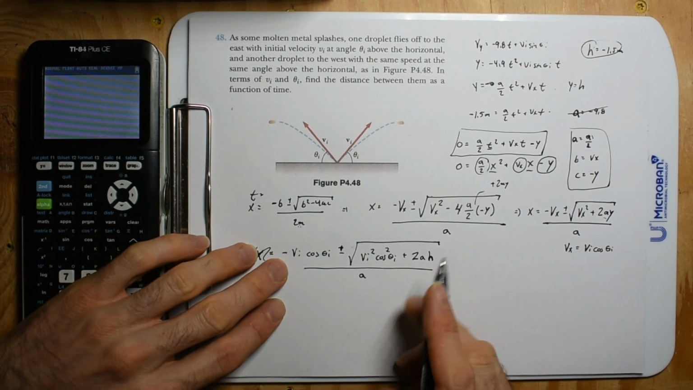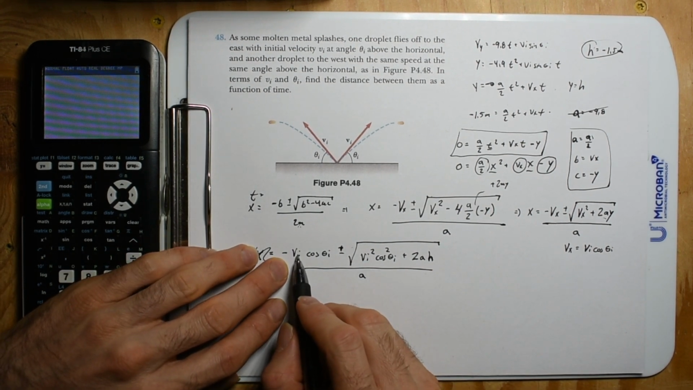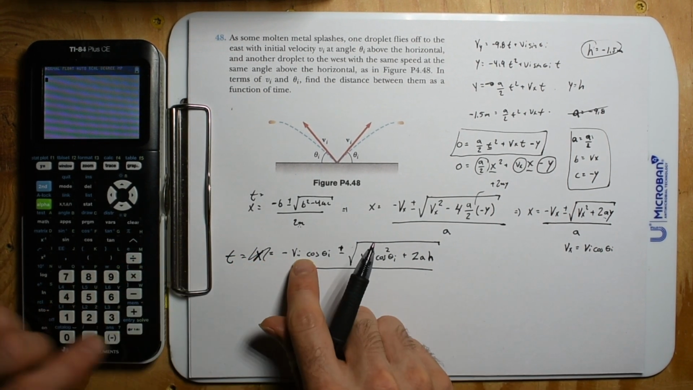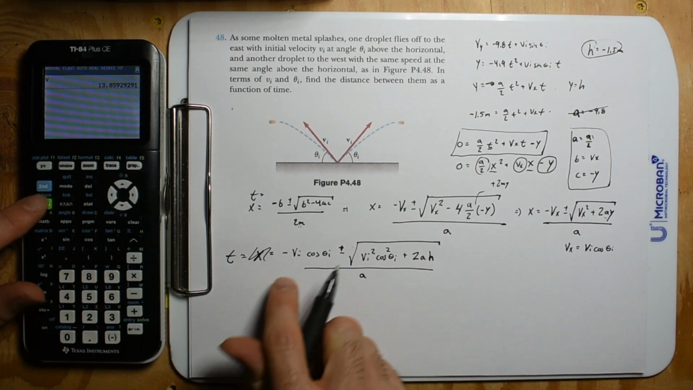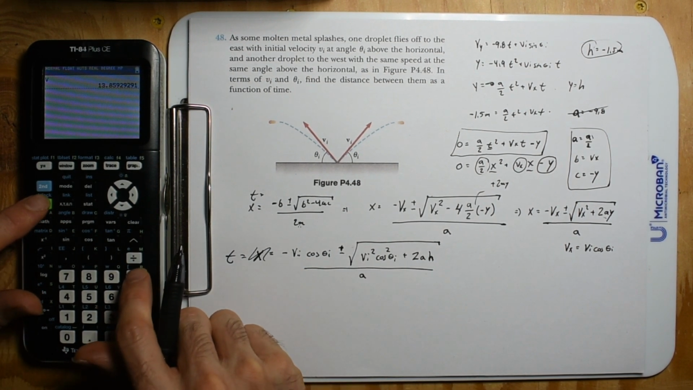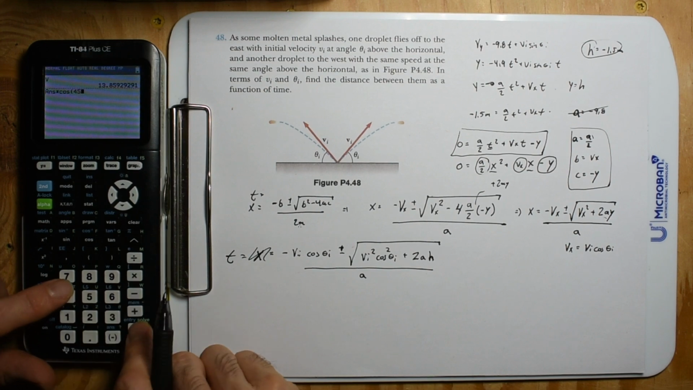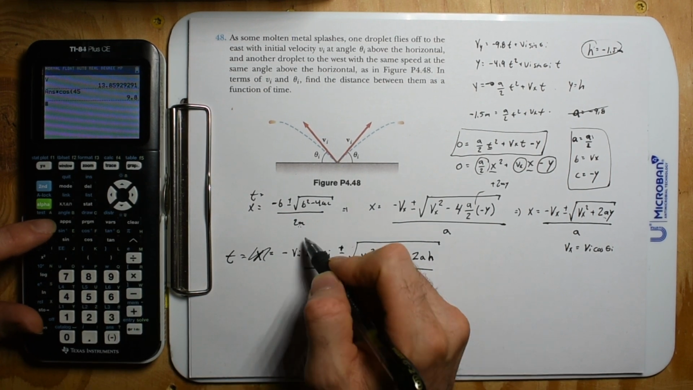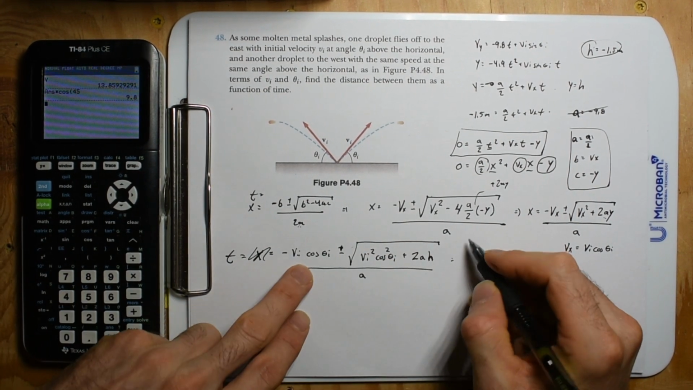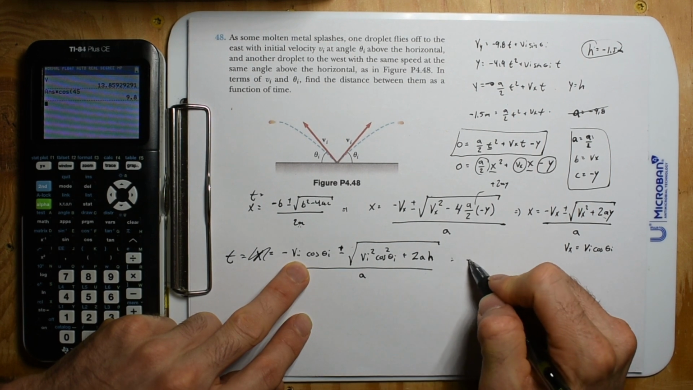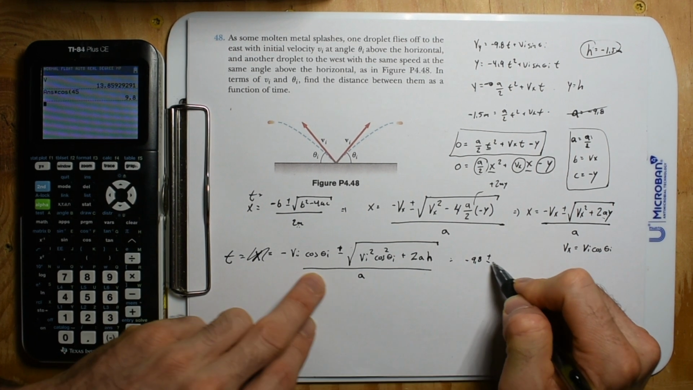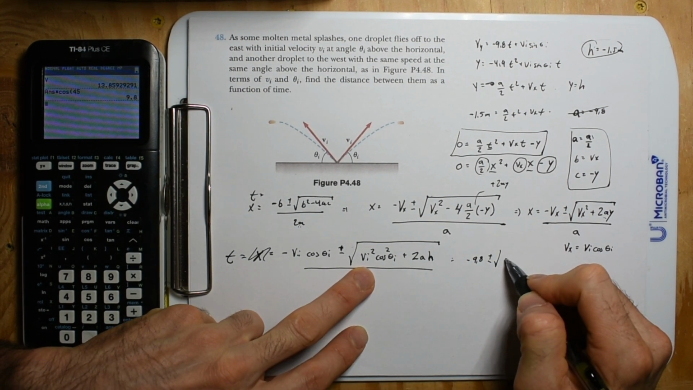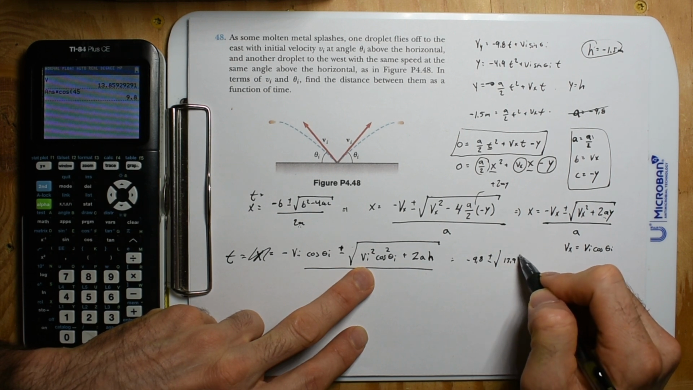So I'm going to say my initial velocity, we'll do that, we already have it in our calculator, 13.89, times cosine of 45. That makes it 9.8. So this is going to be negative 9.8 plus or minus the square root of 13 point, basically 9.